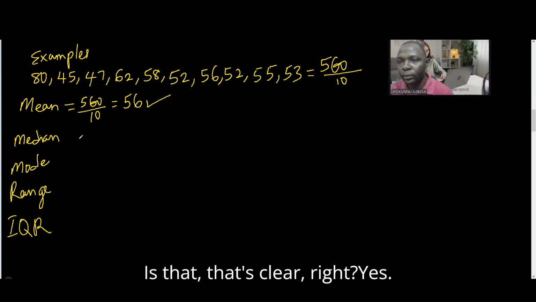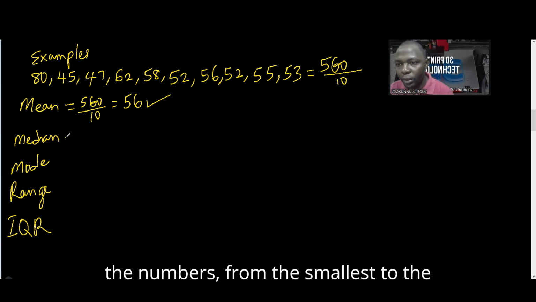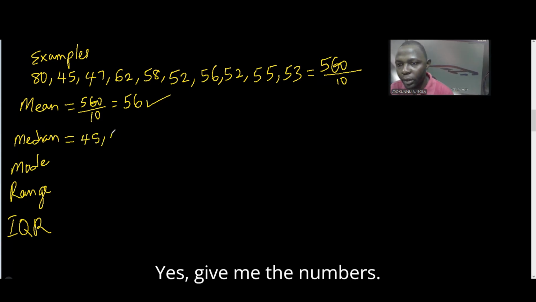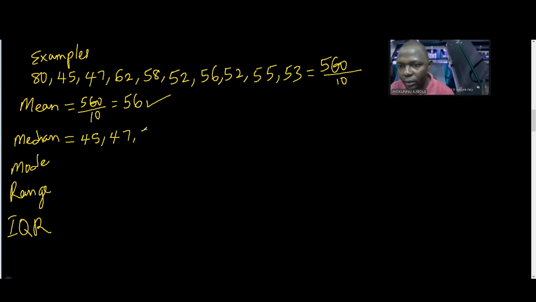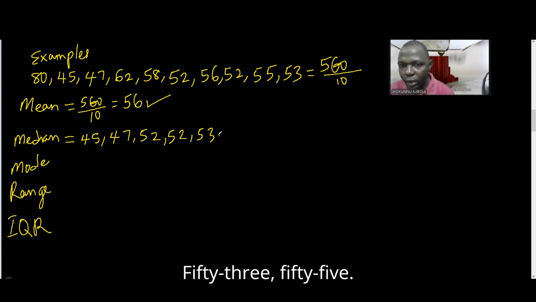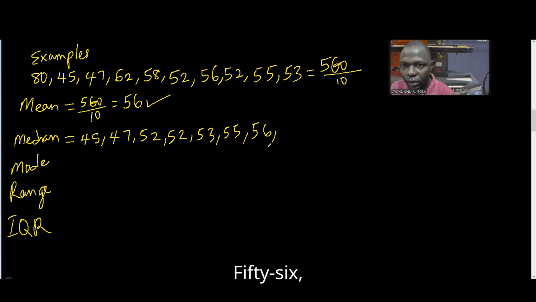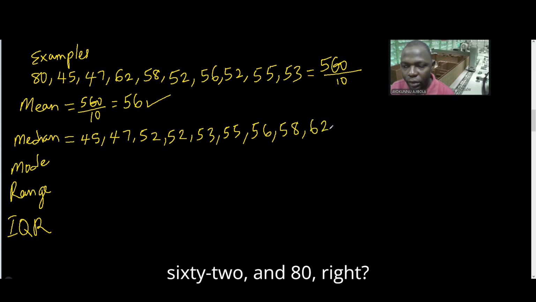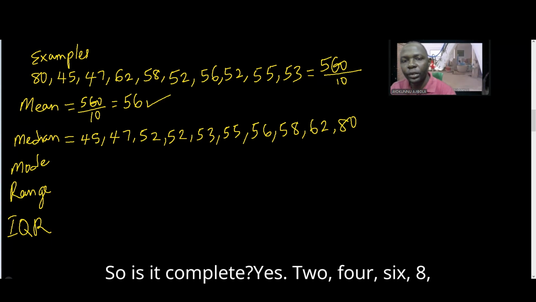That's clear, right? Yes. So to get our median, we have to arrange from the smallest to the biggest. Give me the numbers from the smallest to the biggest. 45, 47, 52, another 52, 53, 55, 56, 56, 58, 62, and 80, right? So is it complete? Yes. 2, 4, 6, 8, 10.